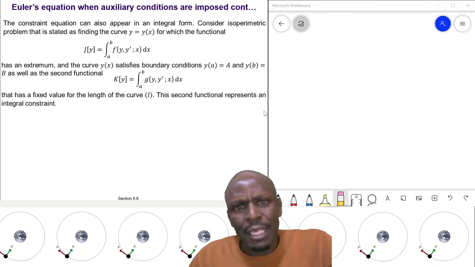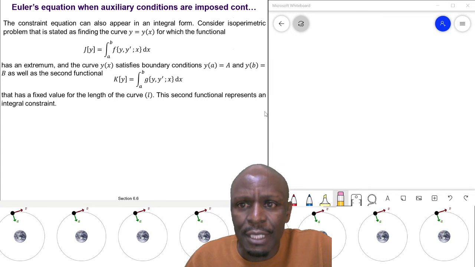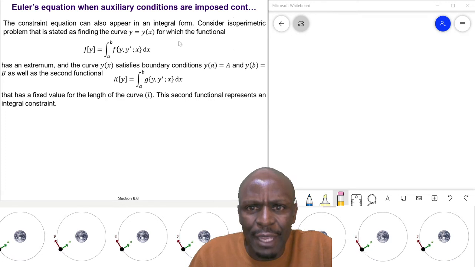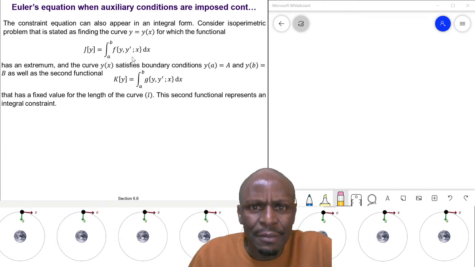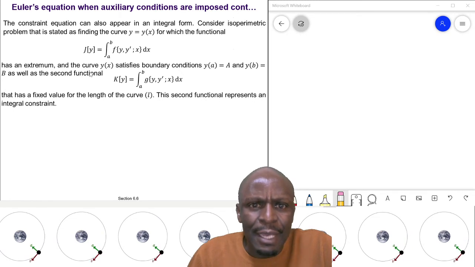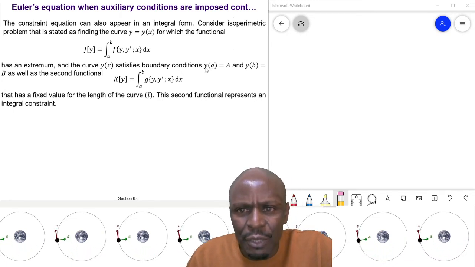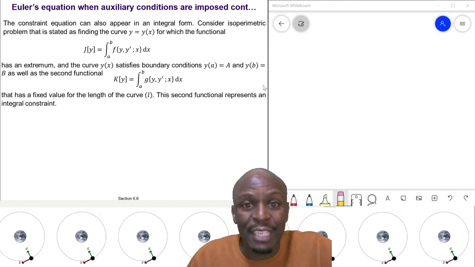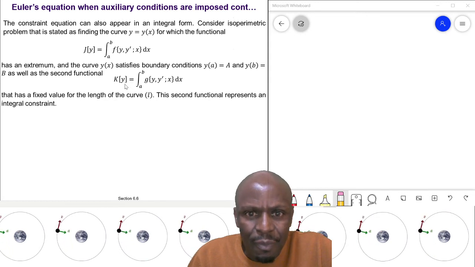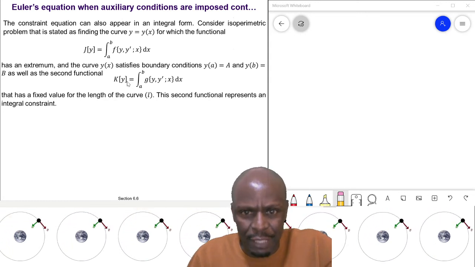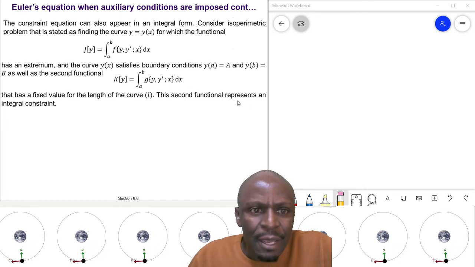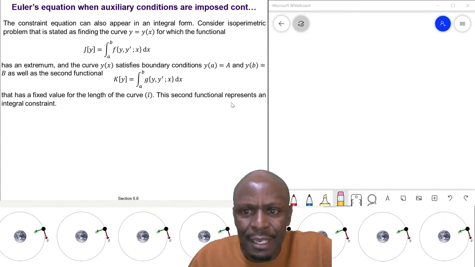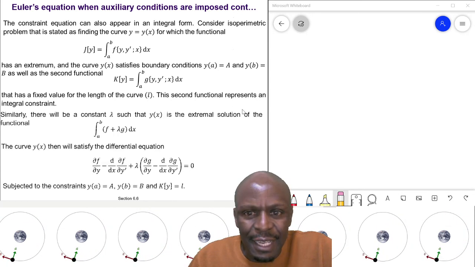Now, the constraint equation can also appear in an integral form. Consider the isoperimetric problem, which is stated as finding the curve y for which this function has an extremum, where the curve satisfies the boundary conditions y at a is equal to a and y at b is equal to b, as well as a second functional, which is given by this equation. Note that a fixed value for the length of the curve is given by L. This second functional represents the integral constraint.